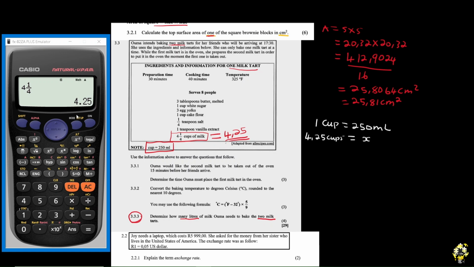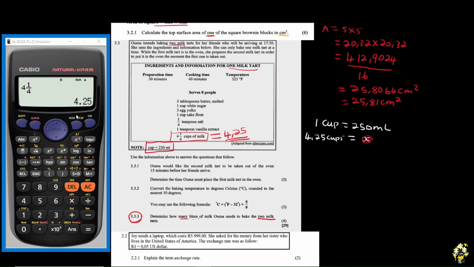And don't get confused. The question said how many liters. The question didn't say how many milliliters, but this is how it works. We are going to first use the conversion factor that they gave us. And having done that, we are then going to use the knowledge that we already have of converting within one system, which is metric. We are going to convert milliliters to liters. So watch so that you can see what I'm talking about.